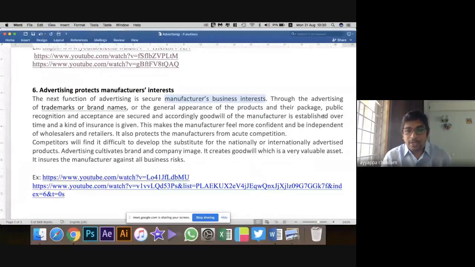The general appearance of the products in the package, public recognition and acceptance are secured, and accordingly the goodwill of the manufacturer is established over time, and a kind of insurance is given. Competitors will find it difficult to develop a substitute for nationally or internationally advertised products.